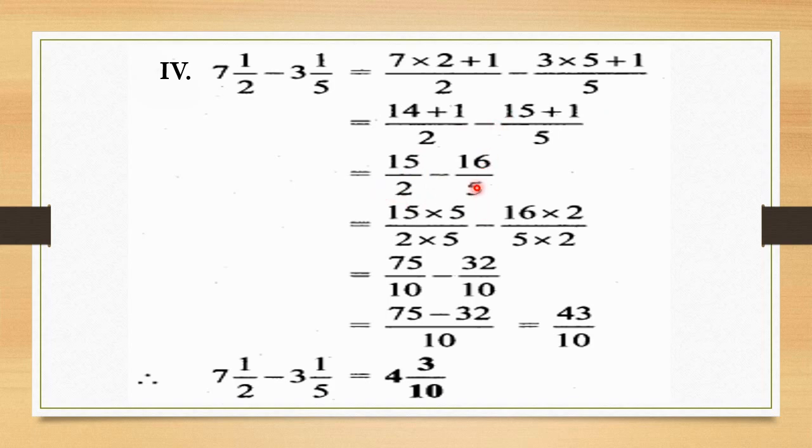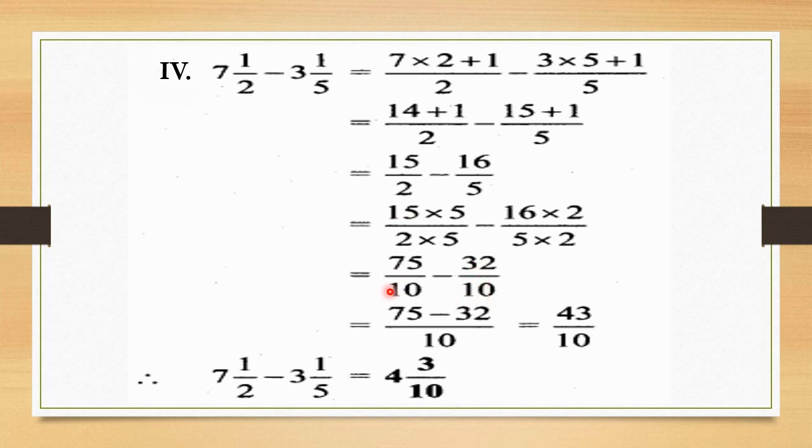So we have to keep our denominator same. So here we will multiply. So 15 multiplied by 5 upon 2 multiplied by 5 minus 16 multiplied by 2 upon 5 multiplied by 2. So here you will get 75 by 10 minus 32 by 10.